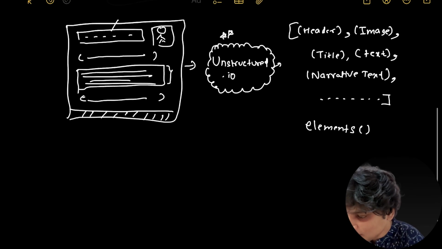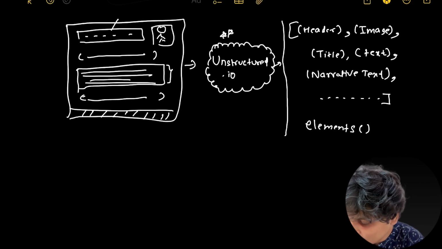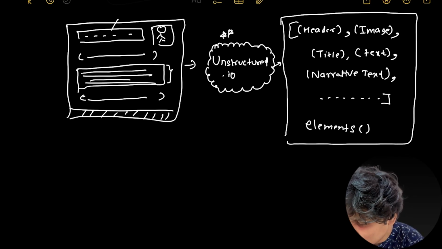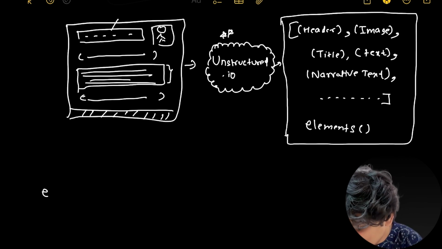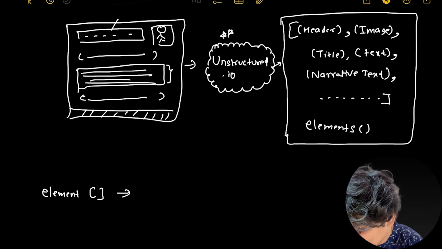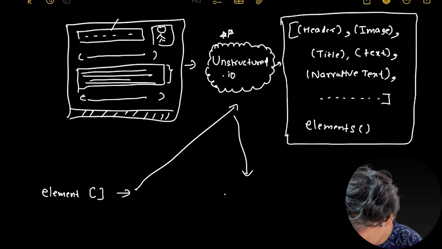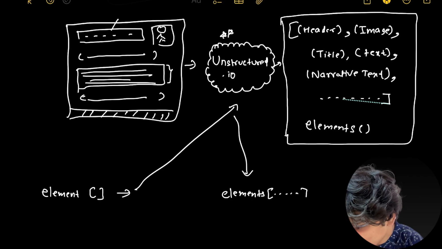Suppose all these things are present in my elements. So this is my element as a list. Initially it was empty. Now after giving it to Unstructured, my element list is filled with full of objects, like this one.